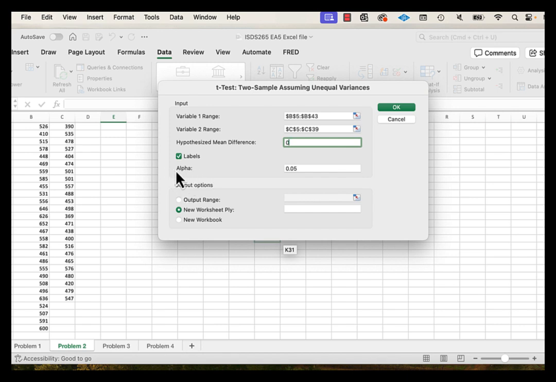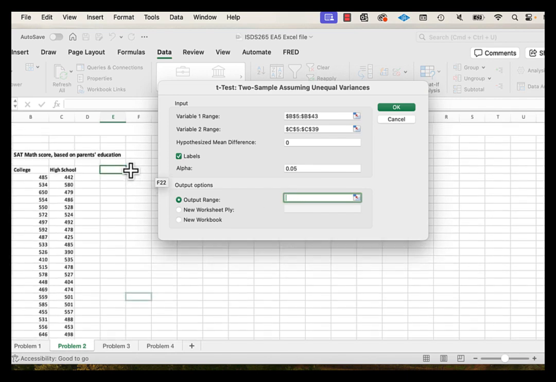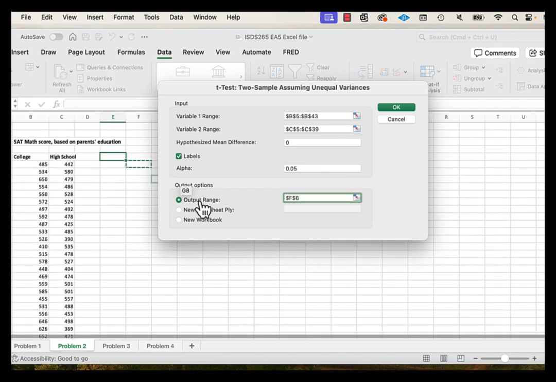One thing I didn't mention before, here you can actually specify the alpha level. On this one, is this specified? Yes, 0.05. So if you put in 0.05, that is going to determine what the critical value is that it gives you. Okay, output range, and we're going to again just select a cell to the right of our data. Nothing else is in this area where it's going to go, and click OK.